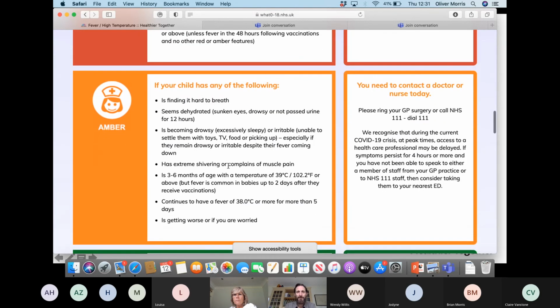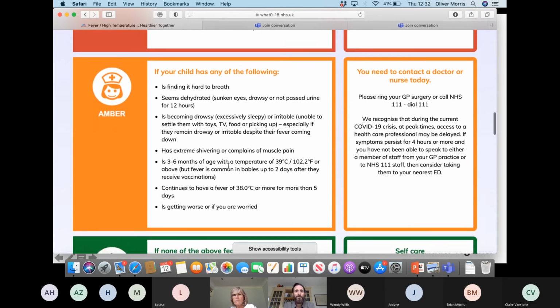Here's a sign of sepsis, so extreme shivering, rigors, complaining of muscle pain. There's another clear cut-off temperature, so this is that intermediate risk age group, 3 to 6 months of age. A temperature over 38, that's okay, but if it's above 39, that probably needs a bit more thought around it. The only caveat there, of course, is any child that's had an immunisation and is otherwise well may often have a fever up to 2 days after the vaccination.